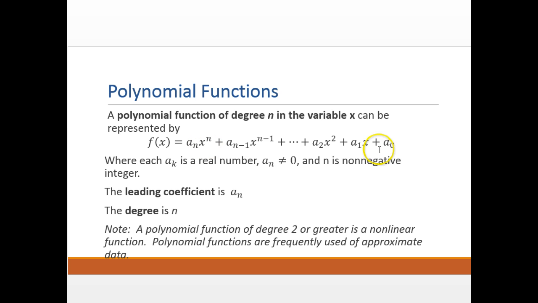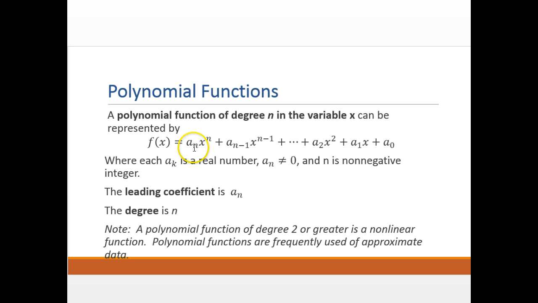This looks really ugly. All we do is we have n plus 1 terms typically. Our degree is the exponent of the highest degree term. And these a_n, or a_(n-1), these a_k's, these are just our coefficients. Okay? So this could be 3x cubed plus 4x squared plus 2x minus 1, something like that. They're all just written in this form.